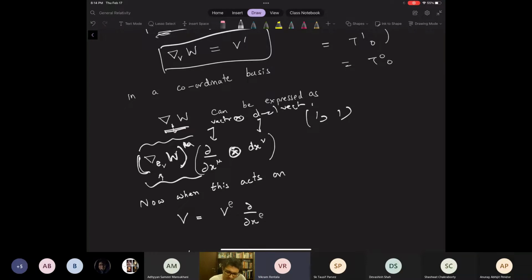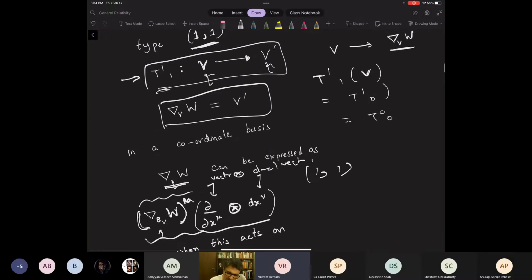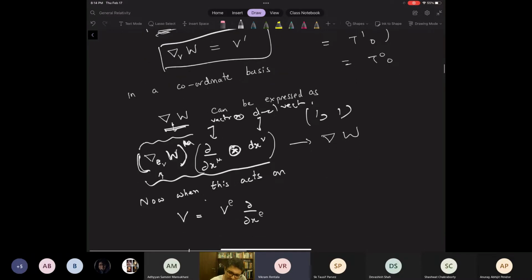Now, if you think of this, I want to feed this quantity. So this is basically del w. And now I feed this a vector. That is, I feed it the vector v rho partial x mu, and what I wanted to return to me is del vw. Okay, so let's check that.